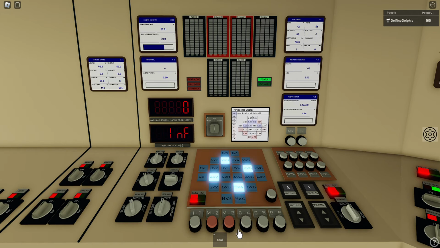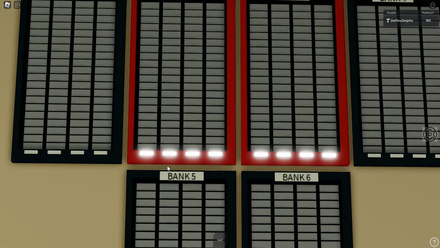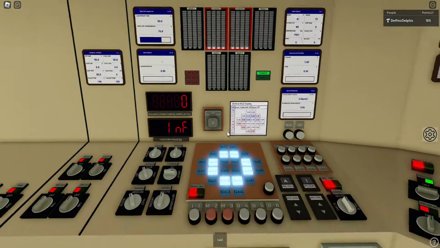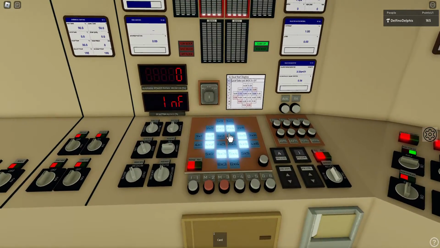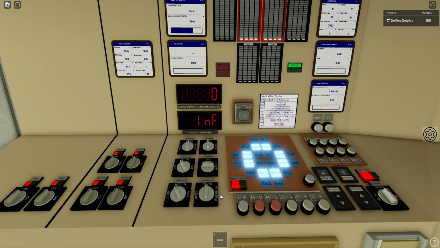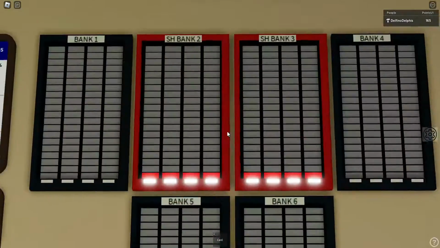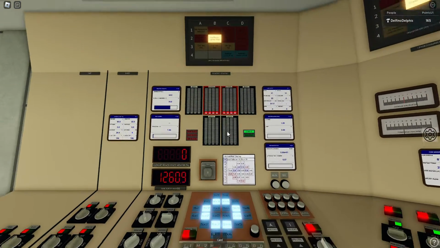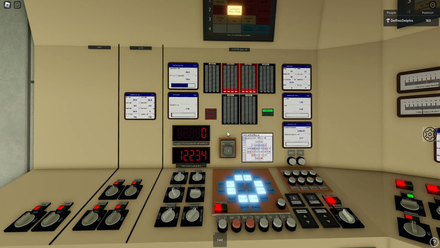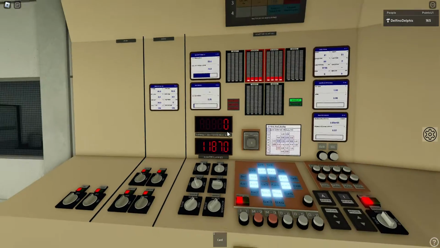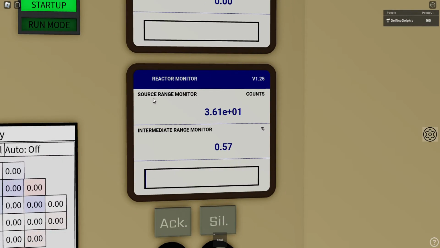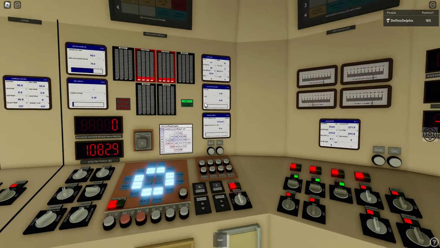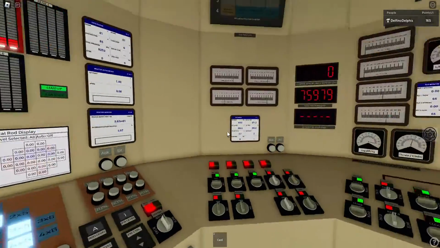So I will select these 2 banks. You can see these are selected rods, and you can also see it on the diagram which they are, and I can start pulling them now. So I'll do it on fast, and this is how the indicator works. Each step is 5%. Of course we have reactor period here and IPRM, which will be available later. At start we are looking at the source range monitor. Also we will go through intermediate range too.